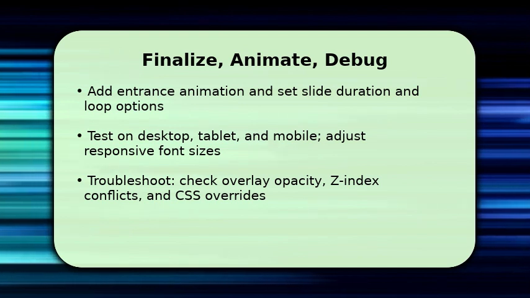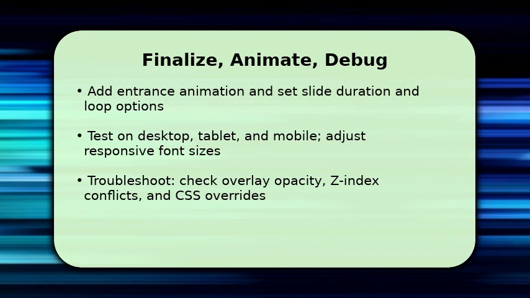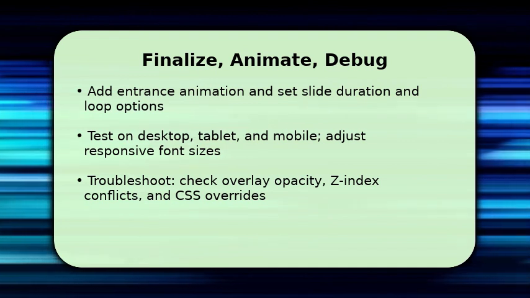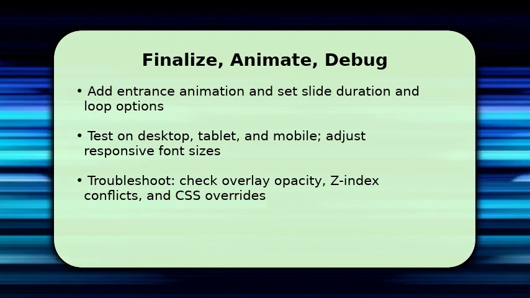If text disappears, inspect overlay opacity, z-index, and any custom CSS that might hide elements. Clear cache and disable conflicting plugins if needed. Once resolved, save and publish. Your image slider will display clear, accessible text across devices.